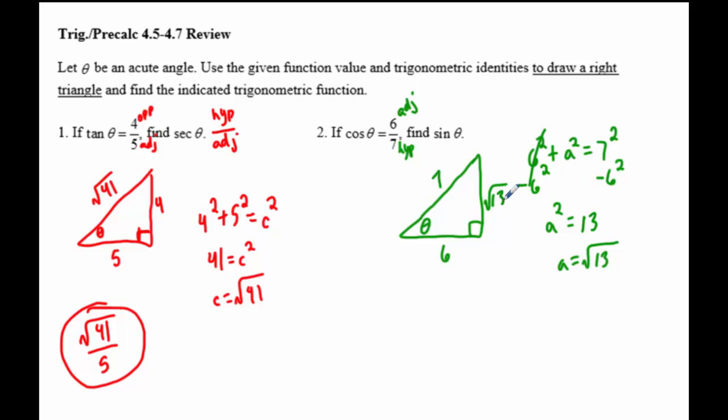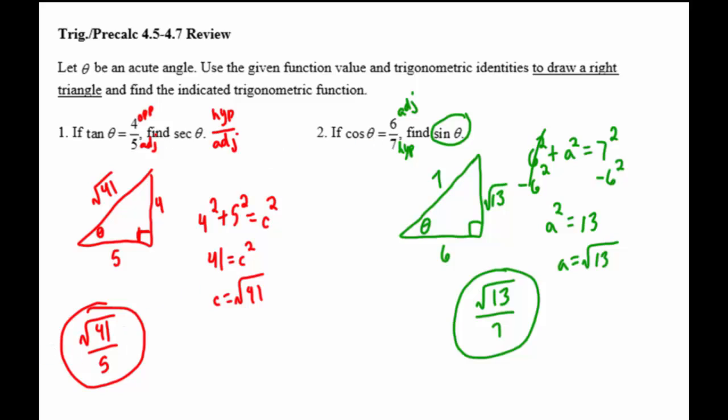We put it on this side, and then we say, what is it asking for? It wants sine, so I'm going to do opposite over hypotenuse, which is square root of 13 over 7. And that would be my answer. Questions on those two?